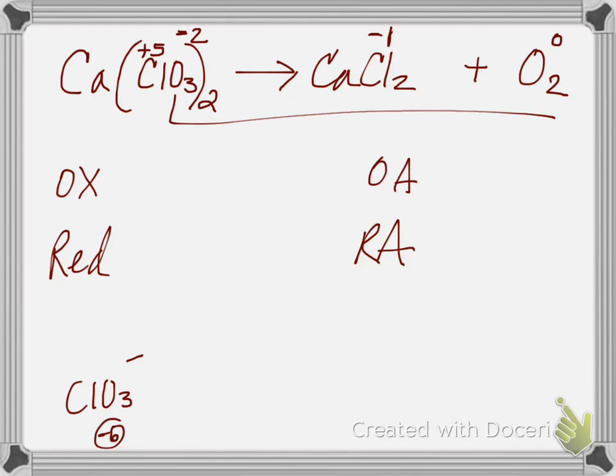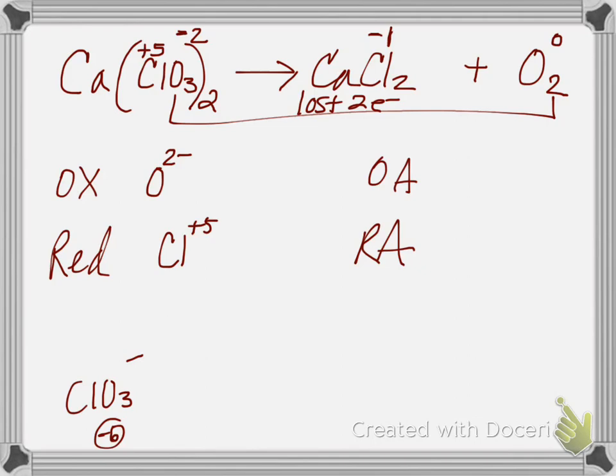So oxygen lost 2. So it is oxidized. So we're going to say O2 minus is oxidized, not O2, because O2 is already on the other side. Okay? And then we're going to say the chlorine plus 5 was reduced.